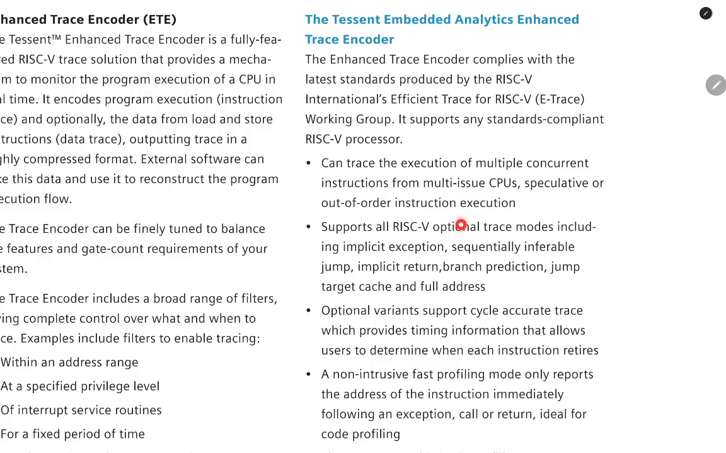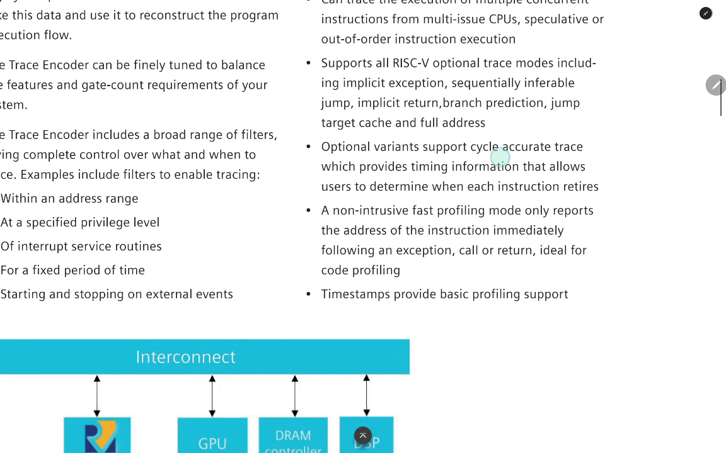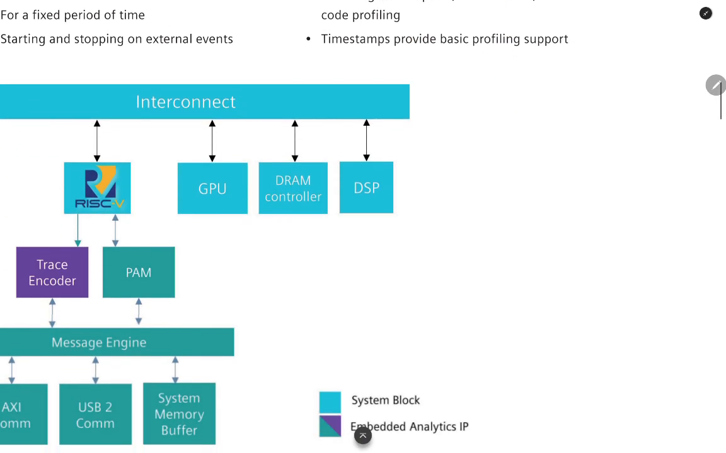It supports all RISC-V optional trace modes, including implicit exception, sequentially inferable jump and explicit return, branch prediction, jump target cache, and full address. The optional variant supports cycle-accurate trace, which provides timing information that allows users to determine when each instruction retires. A non-intrusive fast profiling mode only reports the address of the instruction immediately following an exception, call or return, ideal for code profiling. Timestamp provides basic profiling support.